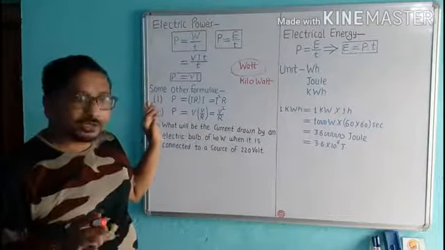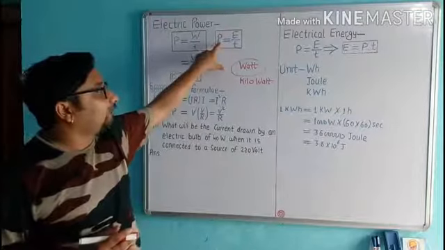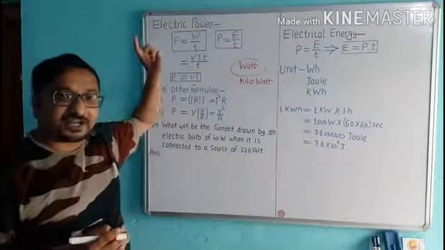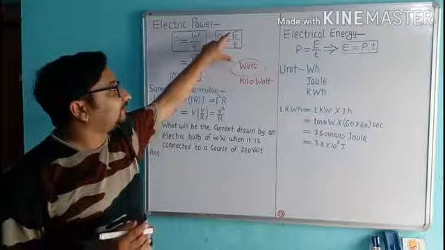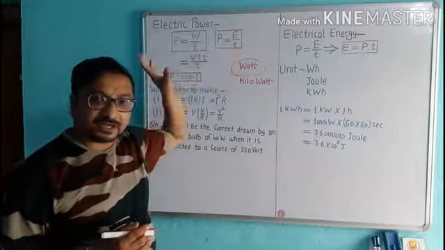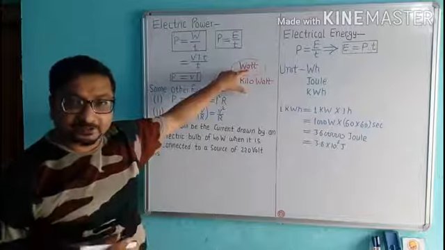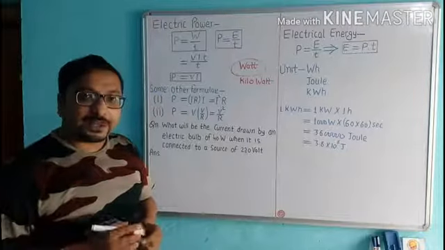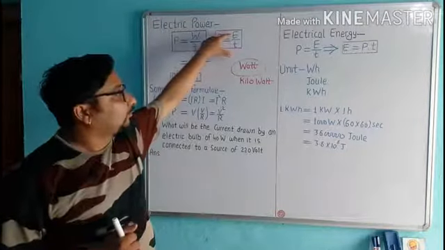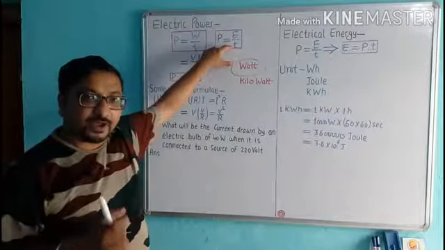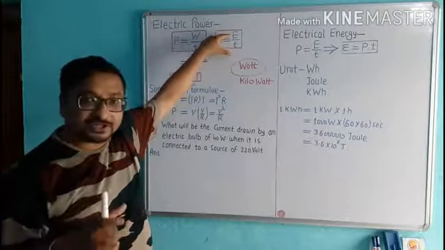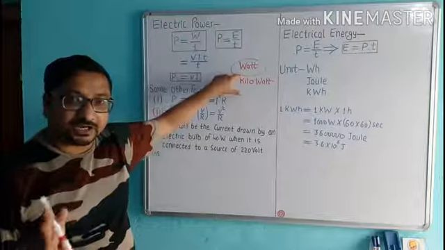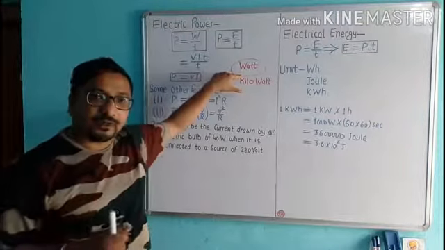In other words, electric power is electrical energy consumed per second. So we can define watt in another way. When any electrical appliance consumes 1 joule of energy per second, that means its power is 1 watt.